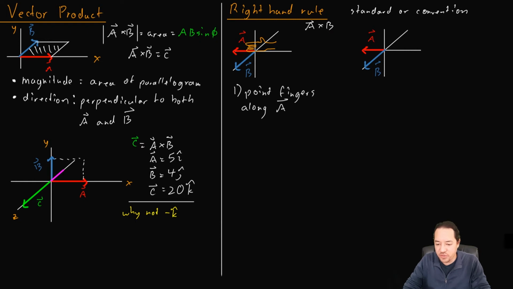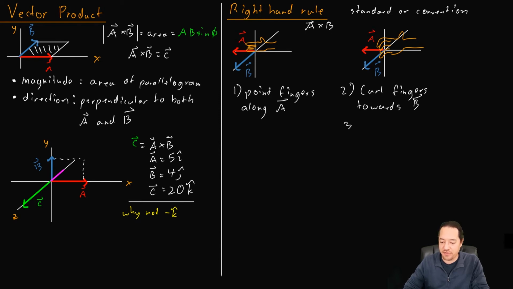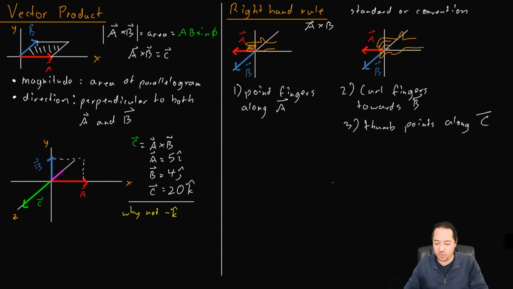Okay, step two, we're going to take the same set of axes, and now what you're going to do is take your fingers and curl them towards vector B, like that. Okay, so you have your fingers pointing along vector A, and then you curl your fingers towards B, which is out of the screen, and you're going to see your thumb is pointing in a direction that's perpendicular to both of them, and that is going to point in the direction of vector C. Okay, so you curl your fingers towards vector B, and then step three is your thumb points along vector C. This is how we do the right-hand rule, okay? And so we can now draw vector C up here just like this, because that's the direction that your thumb is pointing in.